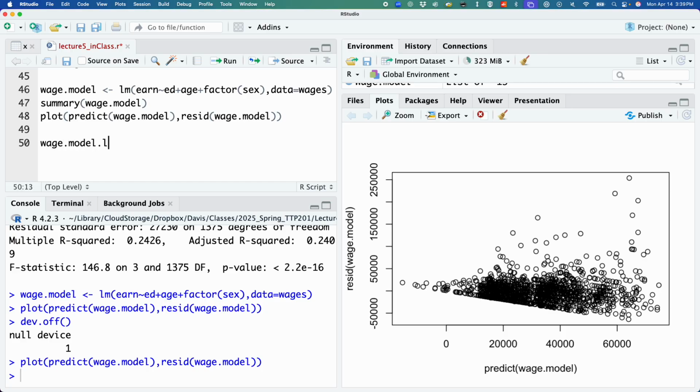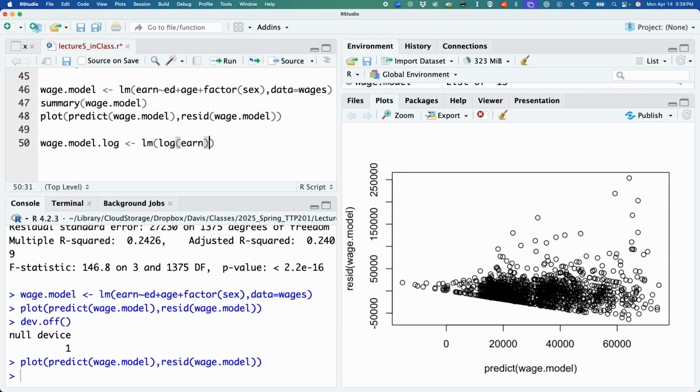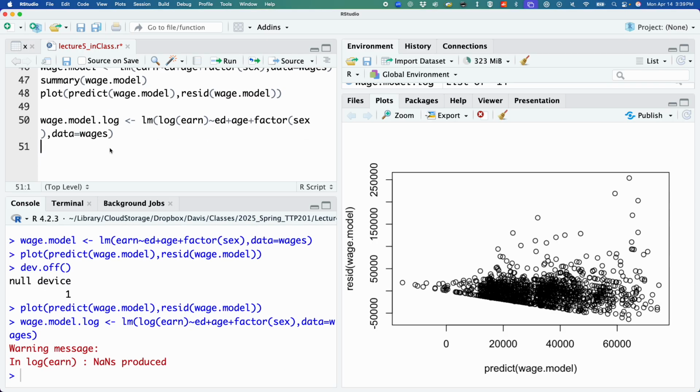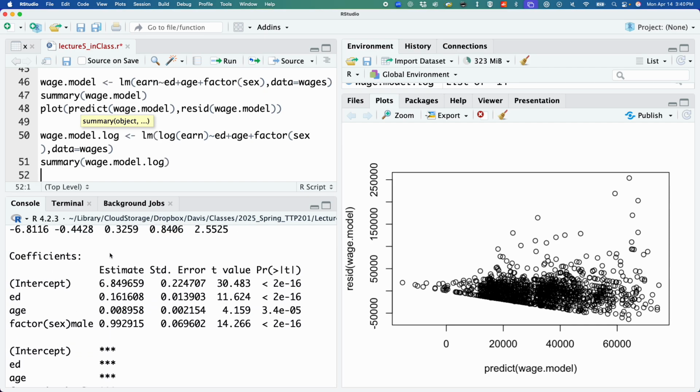Some things that come to mind to maybe fix the large value problem: maybe if I do the log of the earnings, I might have a better chance. Education, age, factor, sex. Data equals wages. There's some data points that were dropped, which is fine. Maybe those people had no wages, right? I can look at the summary. These should look pretty different now.